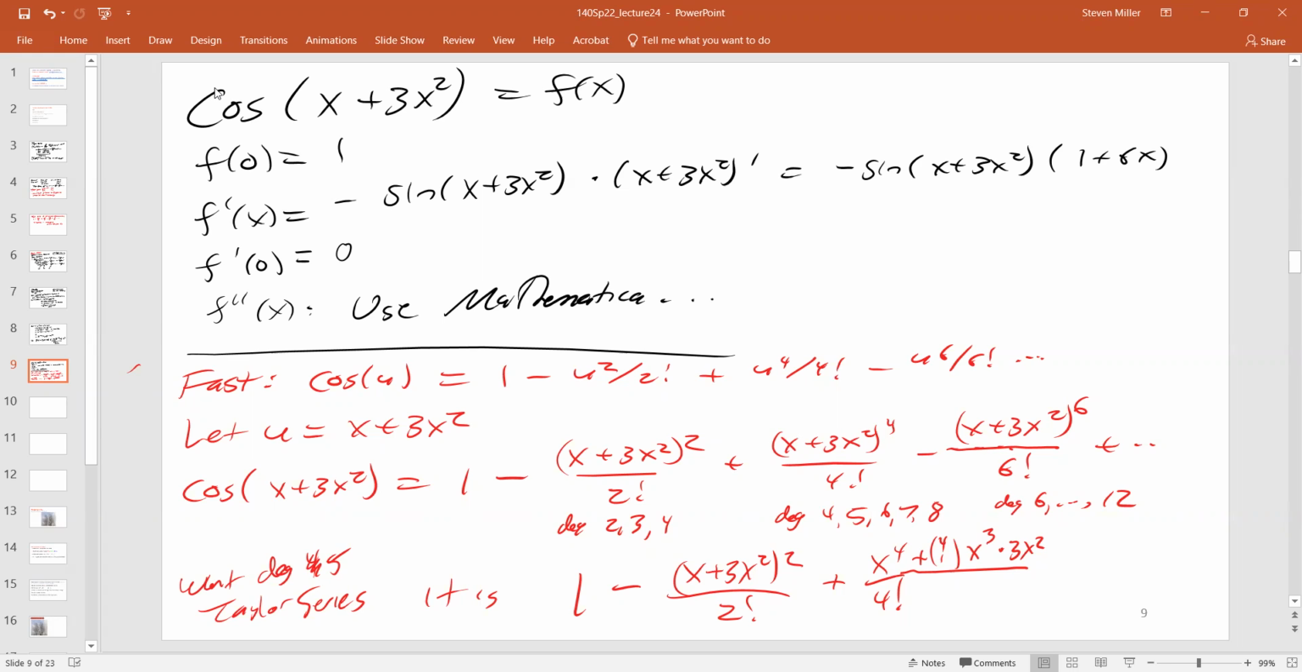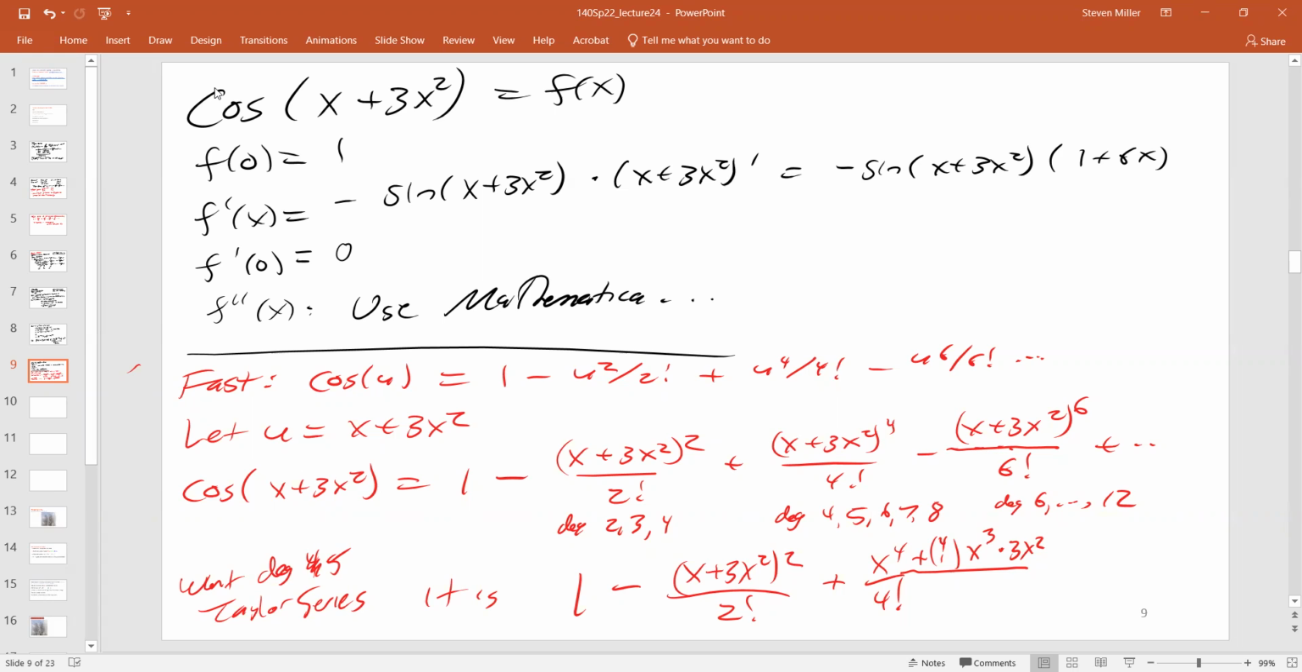So this is a really fast way to calculate Taylor series once you know a few basic ones. If you know the Taylor series expansion for cosine, then if I just shove anything into cosine, I can just expand cosine out. Any questions about this?